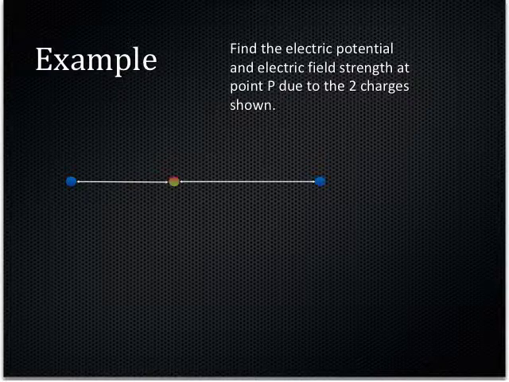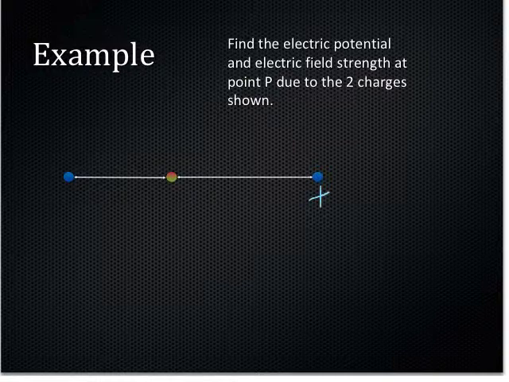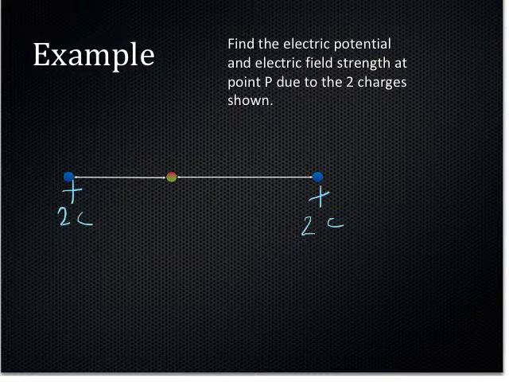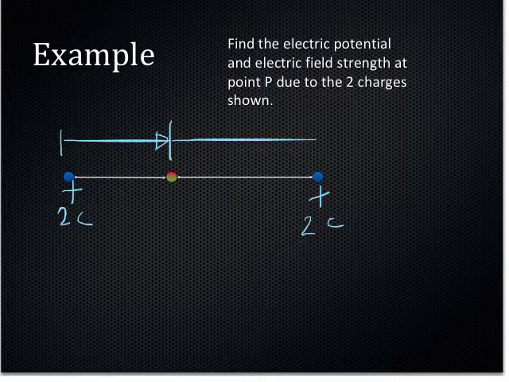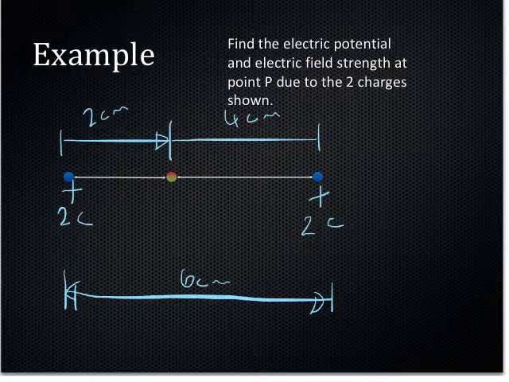Okay, let's look at doing a quick little example. Let's say we had two positive charges. This one's 2 coulombs, that one's 2 coulombs. Let's say they're a total of 6 centimeters apart, with this point 2 centimeters from one and 4 centimeters from the other. What we want to know is both the V and the E at that point.